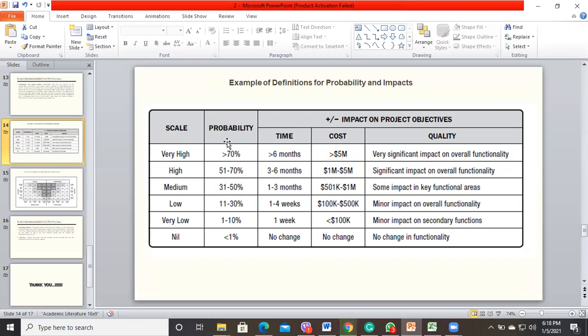Okay, after identifying a certain risky event which can create a gap between the actual happening and the expected things, there can be a certain probability of this happening.